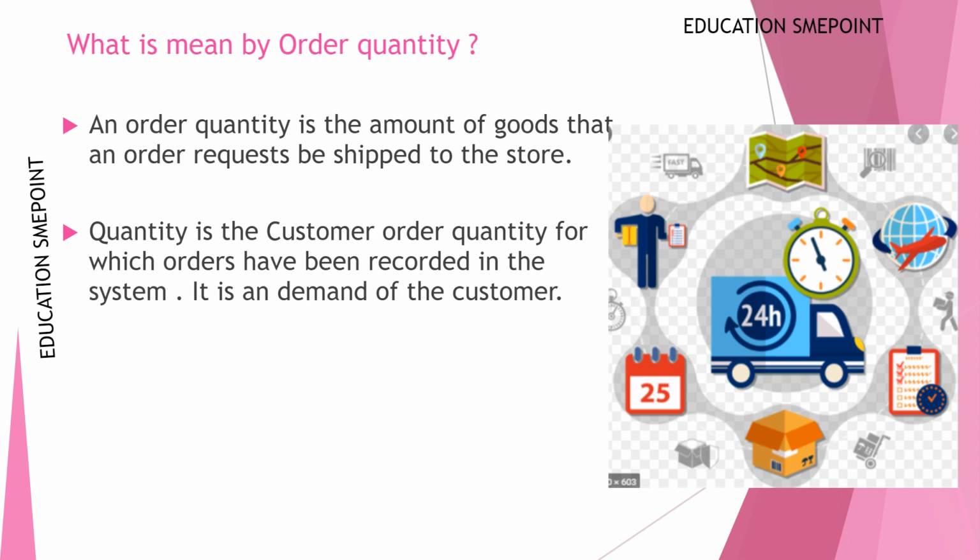What is meant by order quantity? An order quantity is the amount of goods that an order requests be shipped to the store. Quantity is the customer order quantity for which orders have been recorded in the system. It is the demand of the customer.